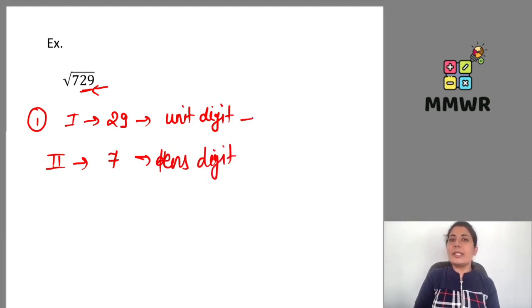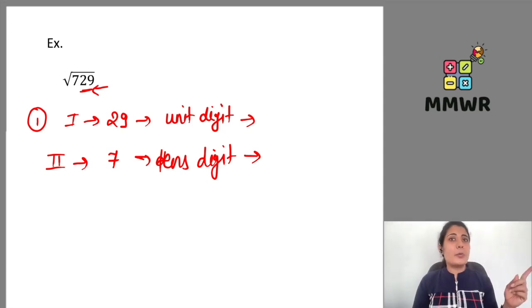So how will I get the unit place and how will I get the tens place? For the unit digit, you have to take the help of the property which we have seen just now, that 9 is there at the unit place.